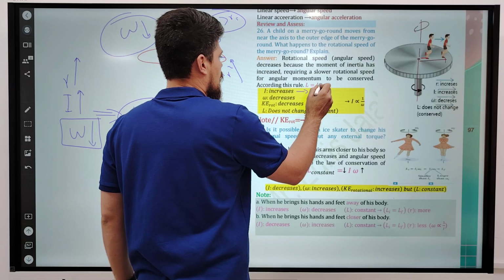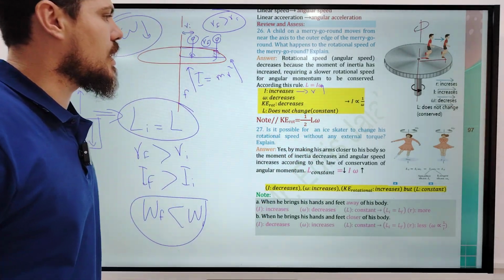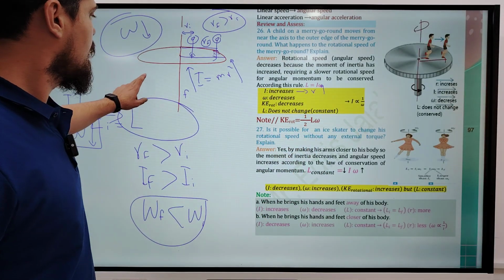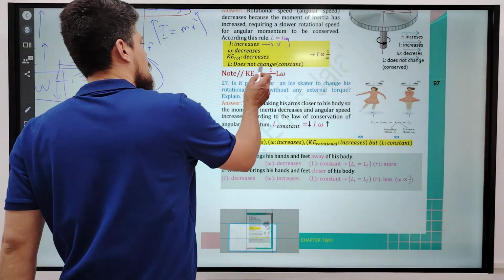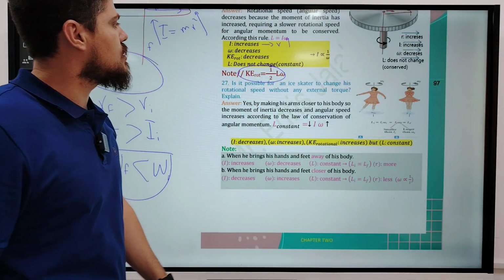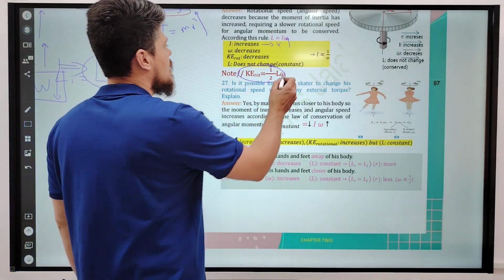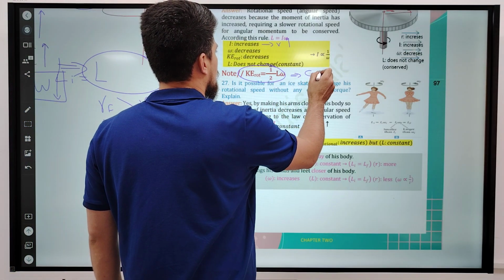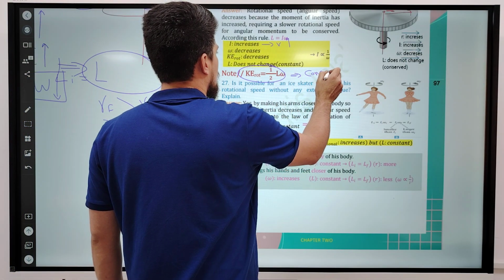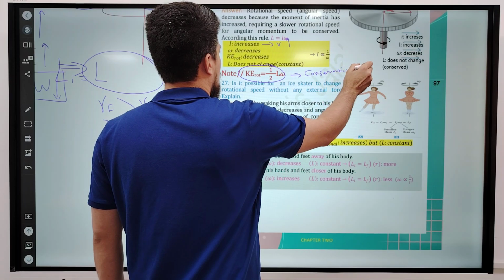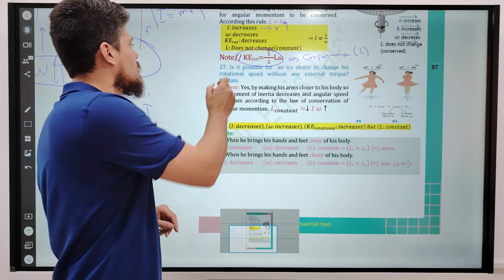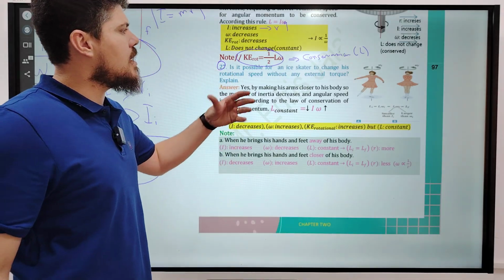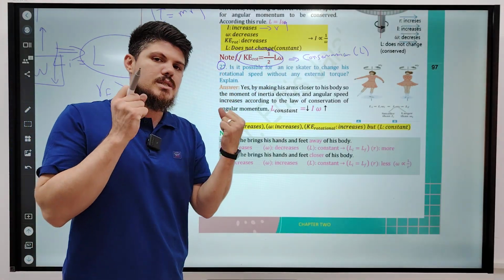But in that case, R also increases, but L doesn't change. Okay? As you can see here, rotational kinetic energy is equal to 1 over 2 I omega squared. This is for conservation of angular momentum.